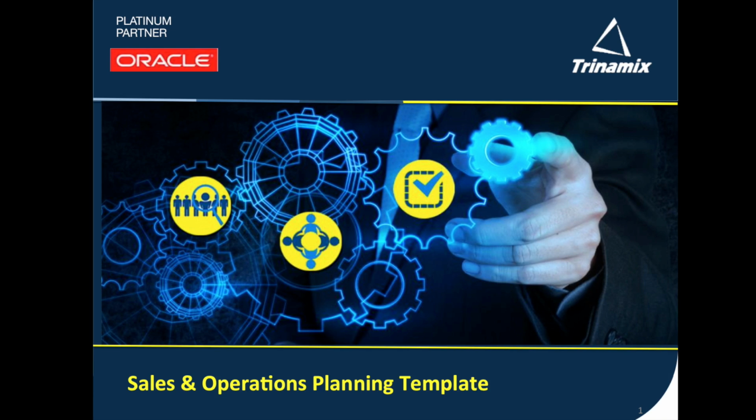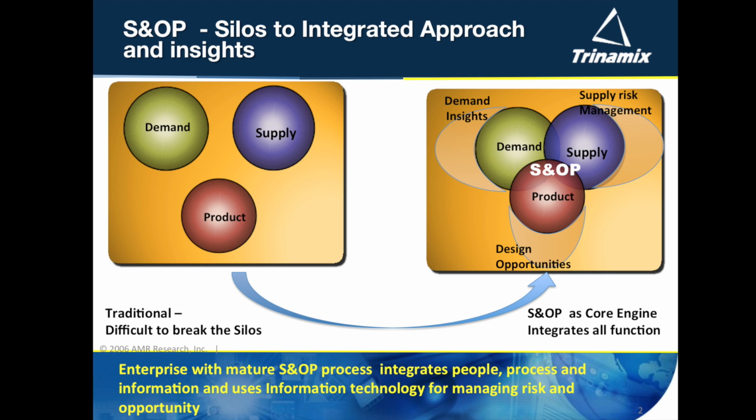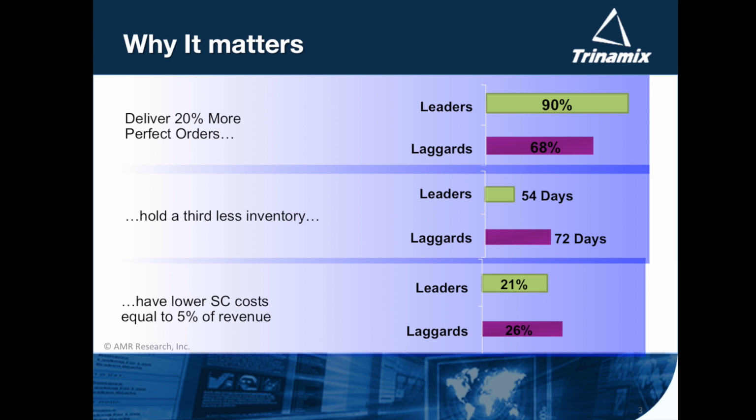Welcome to the demo of the Sales and Operations Planning Template. This template is created using best practices, metrics, and KPIs suggested by Oliver White, and using Oracle Demantra as the underlying tool. An integrated sales and operations planning process allows you to move away from a silo-based approach and to reach an end-to-end approach which is aligned with organizational goals.